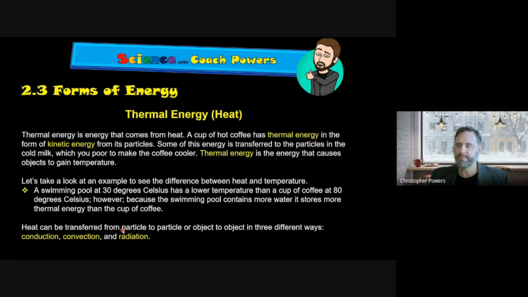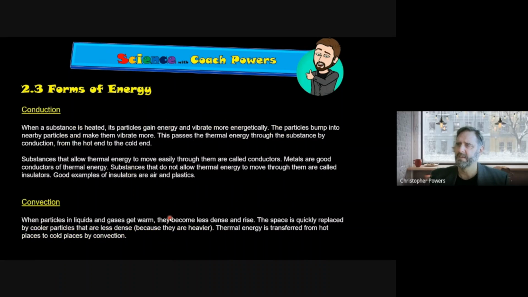Heat can be transferred from particle to particle or object to object in three different ways: conduction, convection, and radiation, which we saw an example of in 2.2. Conduction, a better definition: when a substance is heated directly, its particles gain energy and vibrate more energetically. The particles bump into nearby particles and make them vibrate more. This passes the thermal energy through the substance by conduction from the hot end to the cold end. Well, think about that.